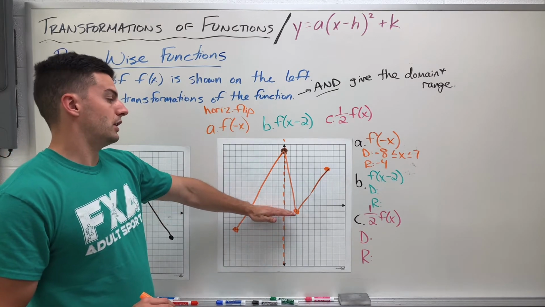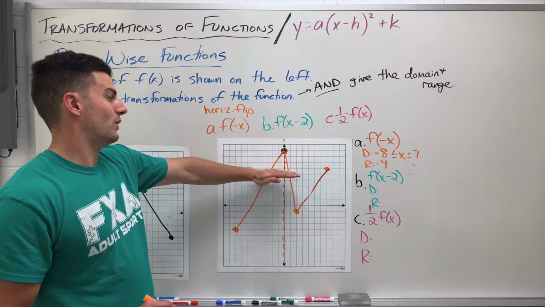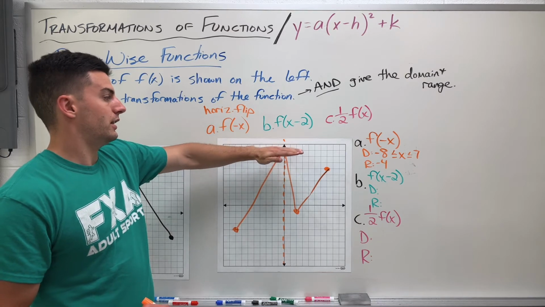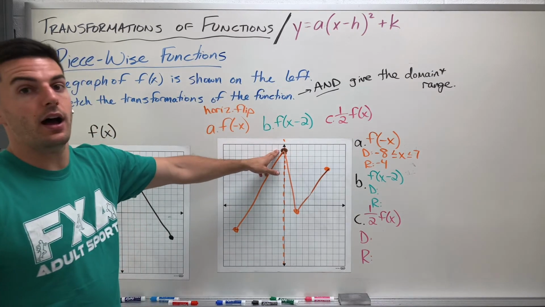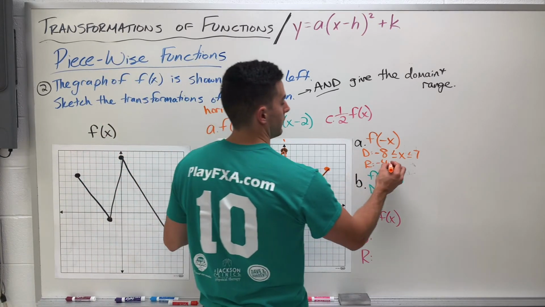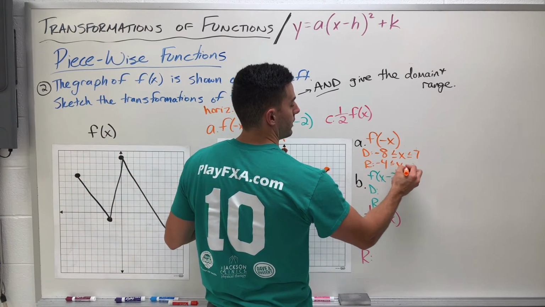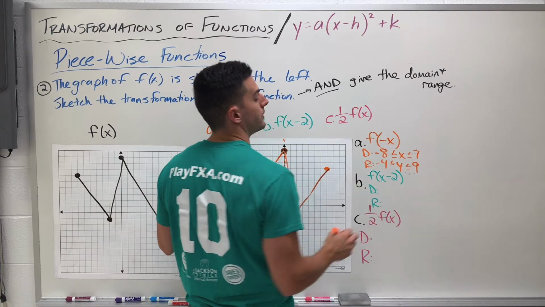And then it goes up and up and up. I'm looking for what's the highest y value it ever touches. And that would be right here, right? It never goes higher than that. And that y value is 9, okay? So I'd say -4 is less than or equal to y, which is less than or equal to 9, okay?